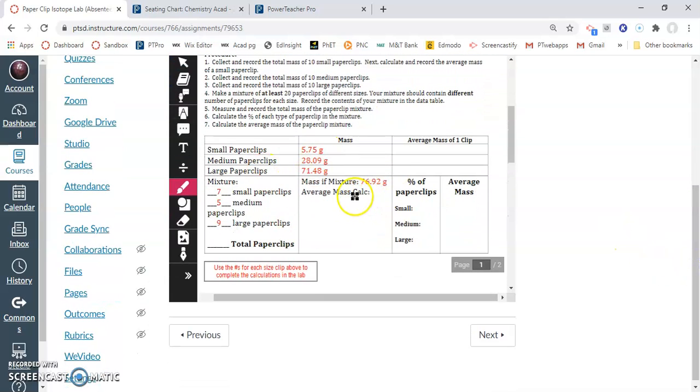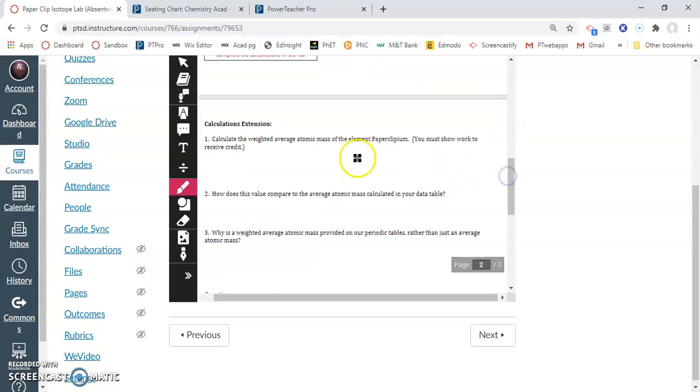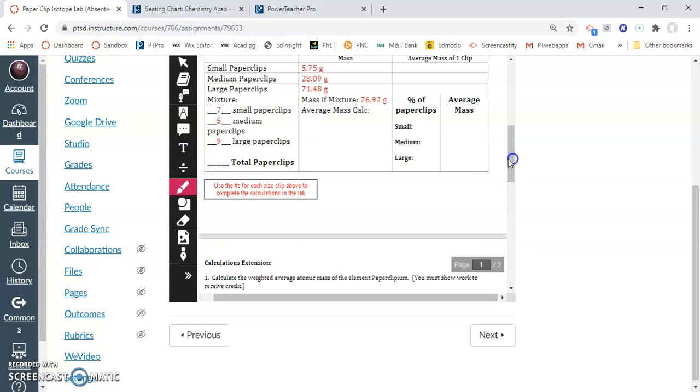Please don't forget to show your work here. Equation, numbers plugged in, and answer. And then don't forget to show your answer for the average mass. The calculation is right here on the back. Okay, so show your work here, show your answer here for your average mass.